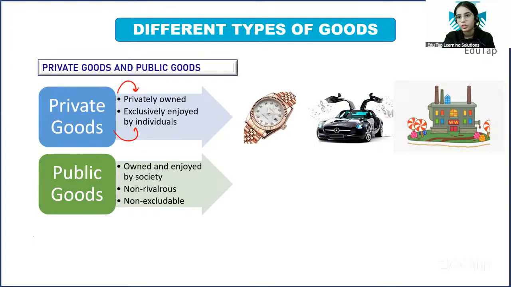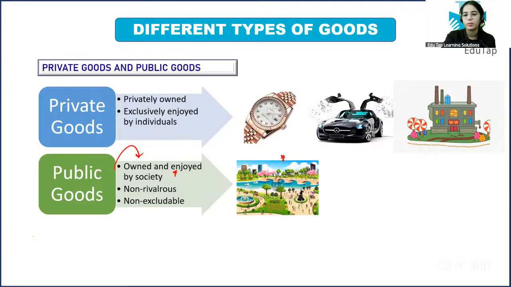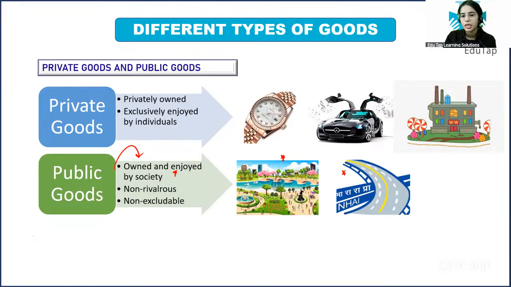Now coming to public goods. Public goods are owned and enjoyed by society. Let's say public parks. Can anyone stop you from going to government-owned public parks? No. Or highways, national highways. Can anyone stop you? No. So these are public goods. They are owned and enjoyed by society, such as public parks run by state governments. The National Highway Authority of India has built the national highways, so they are also public goods.